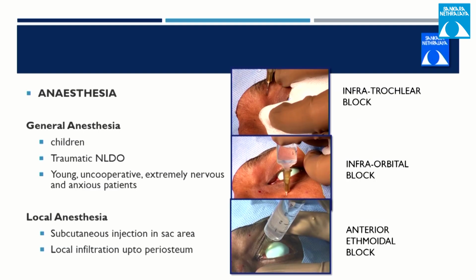So anesthesia, general or local? In general, we give for children, any traumatic NLDO, or in young, uncooperative, extremely nervous or anxious patients, and it is given in endonasal DCR surgeries. Local anesthesia is a subcutaneous injection near the sac area, and we infiltrate up to the periosteum. The common blocks we give here are infratrochlear, infraorbital, and anterior ethmoidal block, usually given in external DCR surgeries.